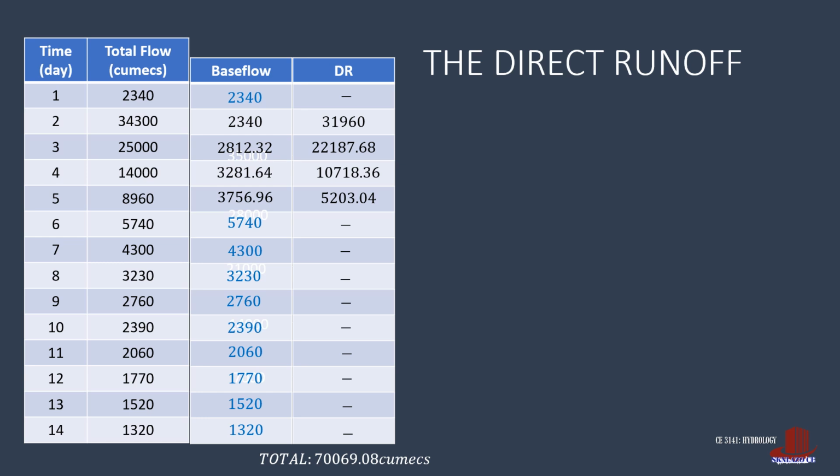70,069.08 cumecs. To take the volume of runoff, multiply the time, which is 24 hours, with the summation. Then convert it into seconds. The seconds and hours cancel out, thus leaving the volume of direct runoff as 6.05397 megacubic meters.